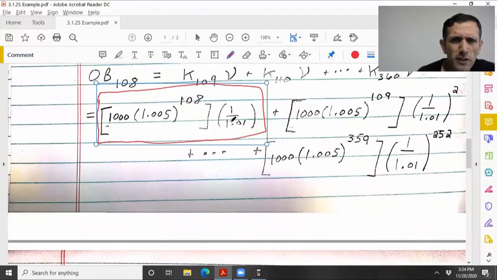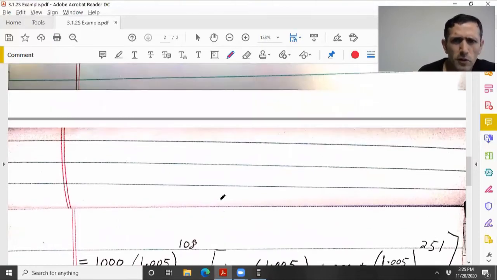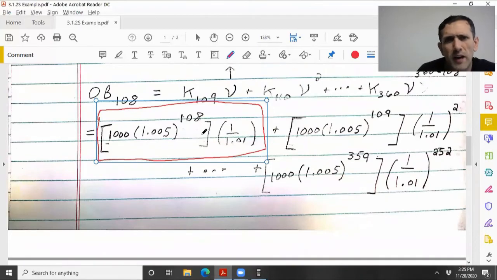So I factor this all out, and I'll just put the 1.01 on the bottom instead of making it times 1 over 1.01. So it's 1,000 times 1.005 to the 108 divided by 1.01. If I do that, well, that's just 1 here for the first term, because that's exactly what I have here. I'm factoring this out.